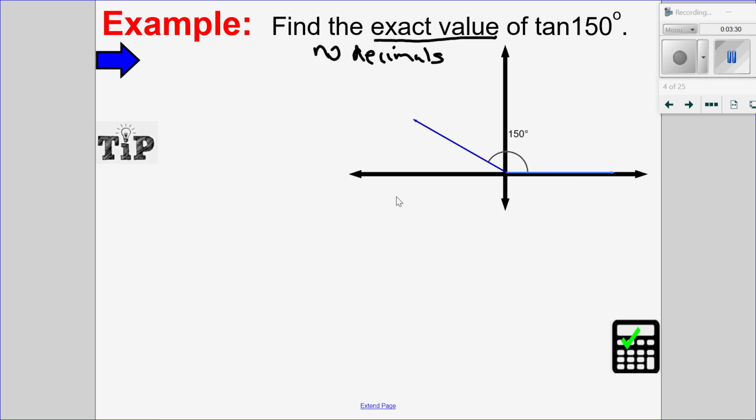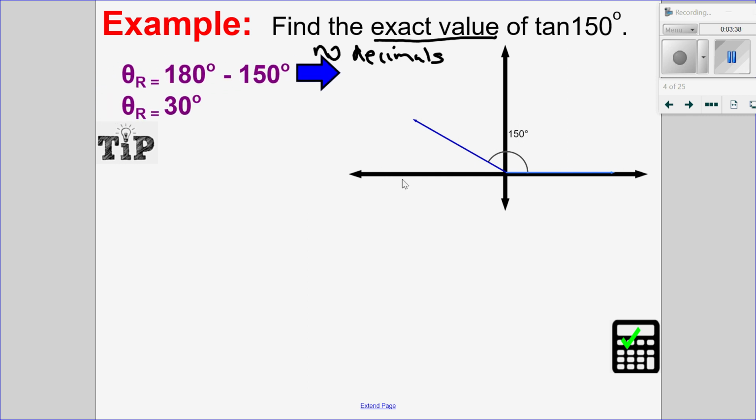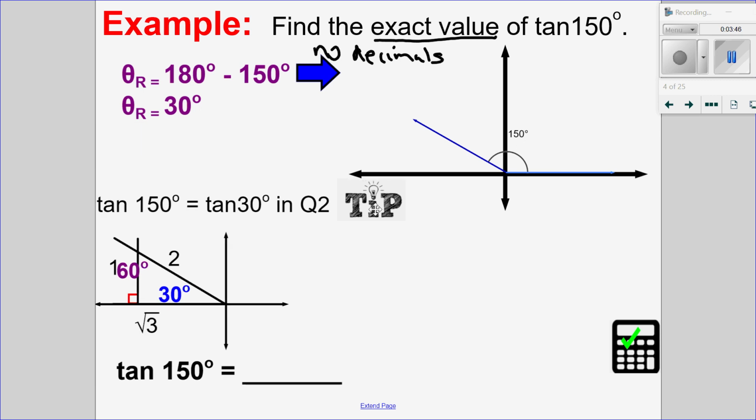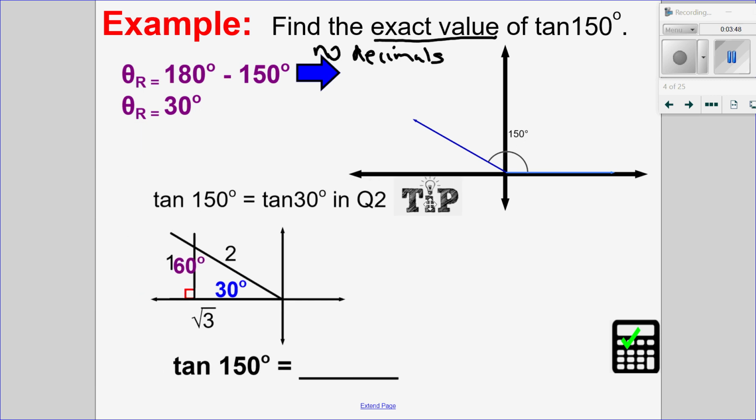And now find my reference angle. So 150 is less than 180, so the reference angle is 180 minus 150, which is 30 degrees. So instead of working with tan of 150, I'm going to work with tan of 30 degrees in quadrant number 2. So looking at my triangle here in quadrant number 2, let's label the sides.